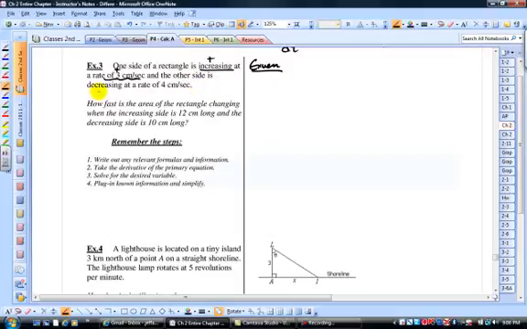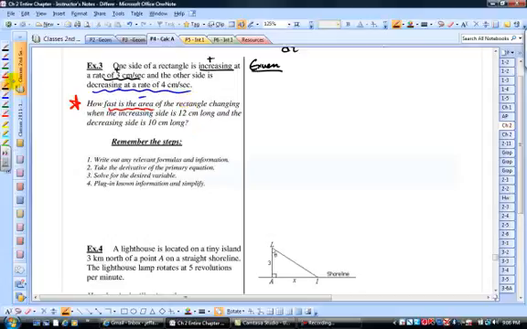The other side is decreasing at a rate of 4 centimeters per second. So this is negative. Why? Because it's decreasing. The question is, how fast is the area changing when the increasing side is exactly 12 centimeters long and the decreasing side is 10 centimeters long? What's going on there?